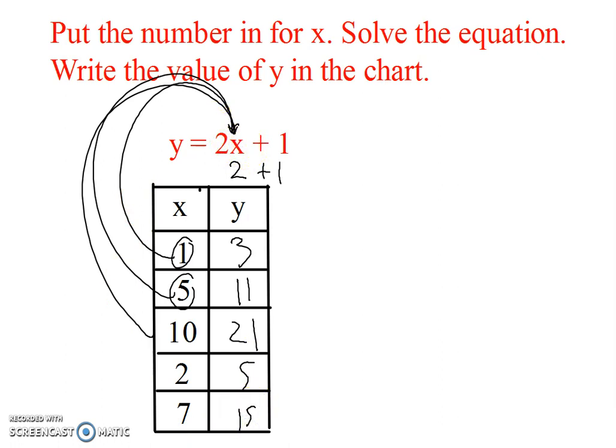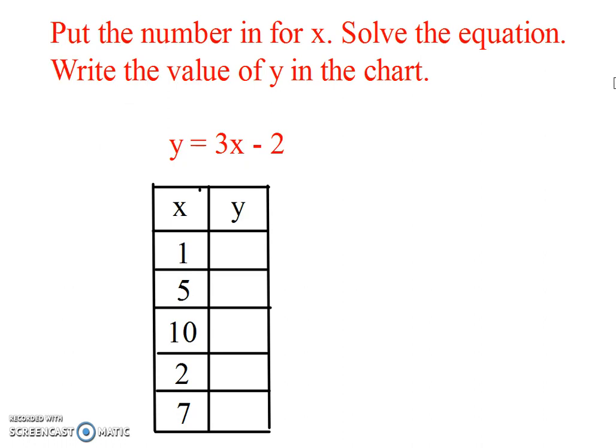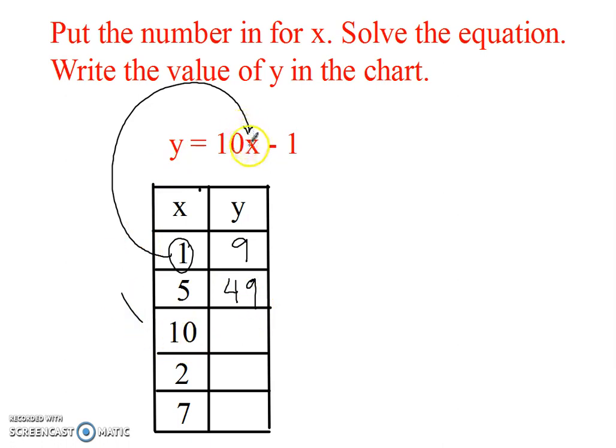Okay, going to move ahead. This one may be a little bit tougher or easier. I don't know. It just kind of depends on which things you like to multiply by. If I put a 1 in there, that really means 10 times 1, which is 10. Minus 1 gets me to a 9. 5 times 10 is 50 minus 1. 10 times 10 is 100 minus 1. 2 times 10 is 20 minus 1. And 7 times 10 is 70 minus 1.